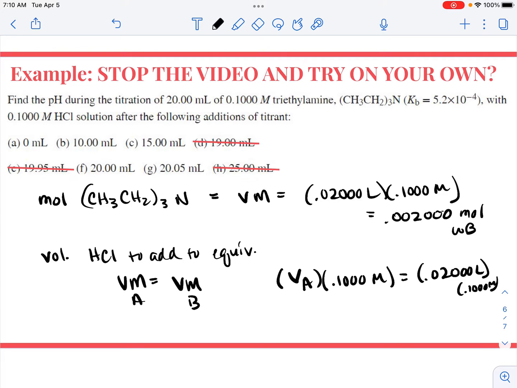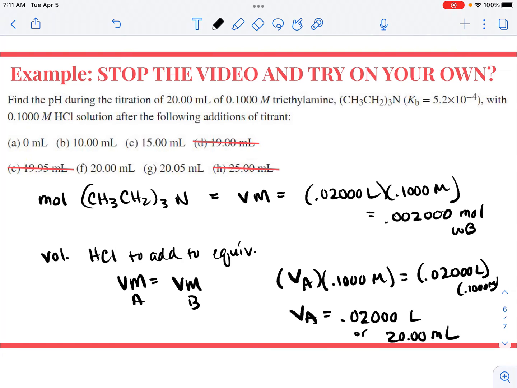Notice that these have the same molarity, so I'm going to need the same volume because they're both one hydrogen, one hydroxide. Remember that it's always good practice for your hydroxides to put that in there, but in this case it's not a strong base, so it doesn't matter. So the volume of the acid needed at equivalence is going to be 0.02000 liters, or 20.00 milliliters. So this is my frame of reference.